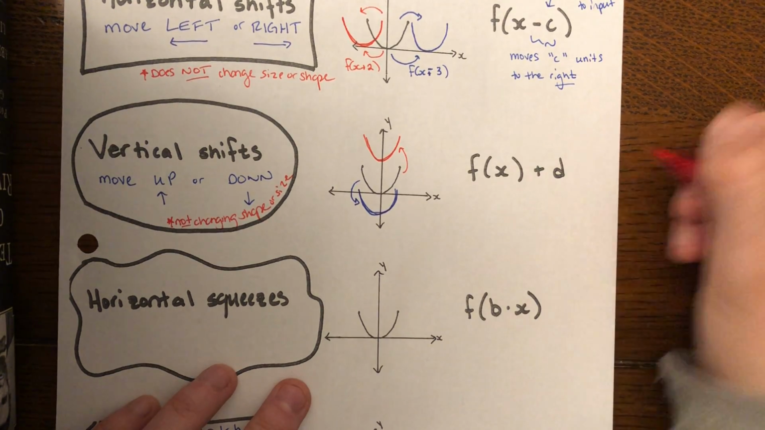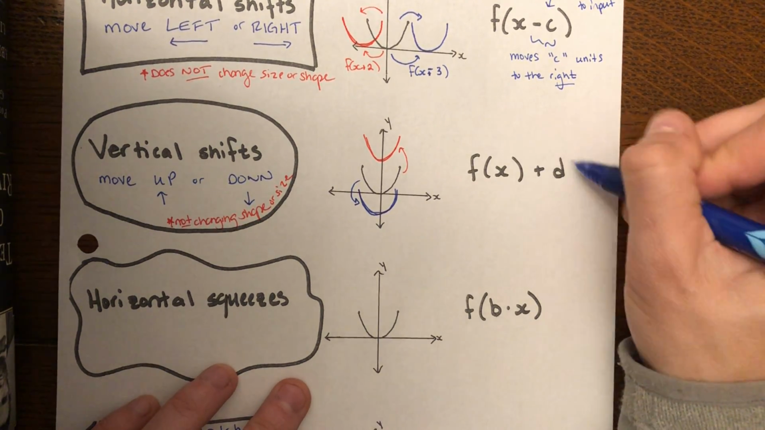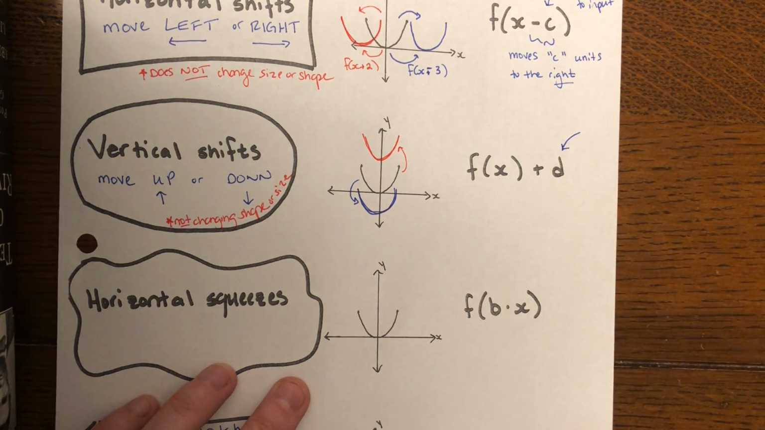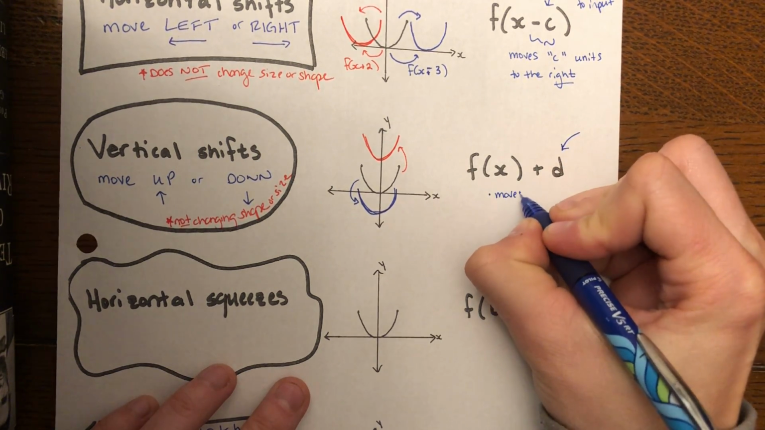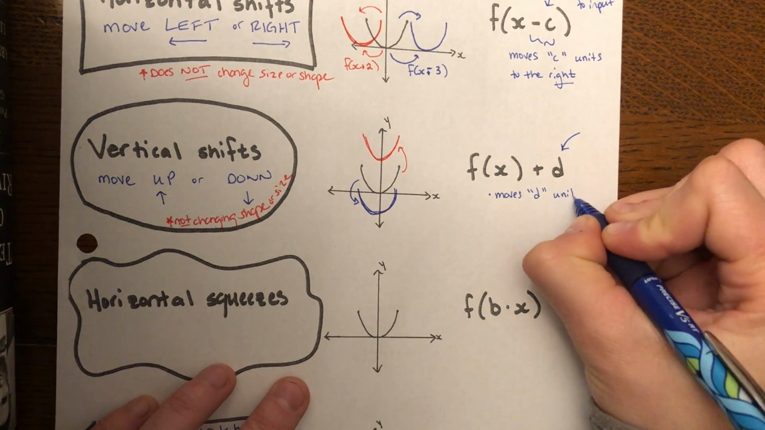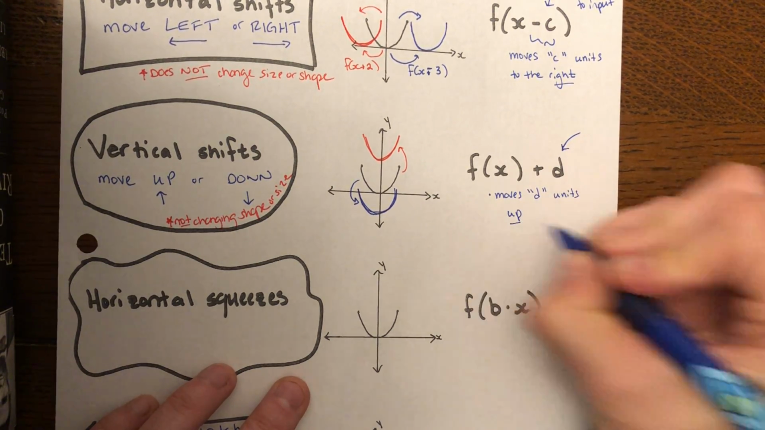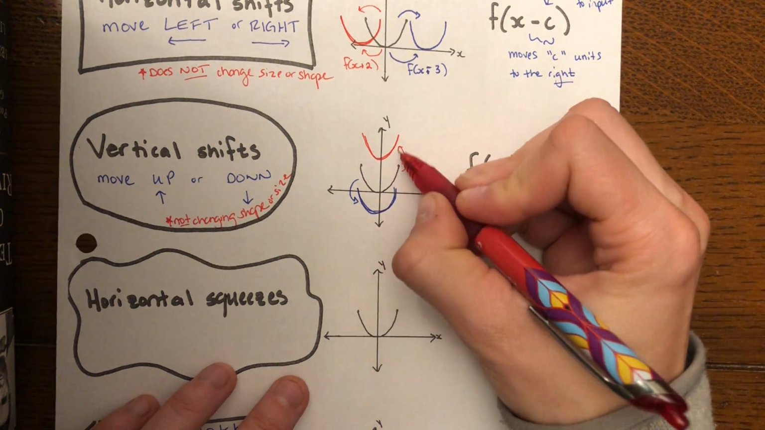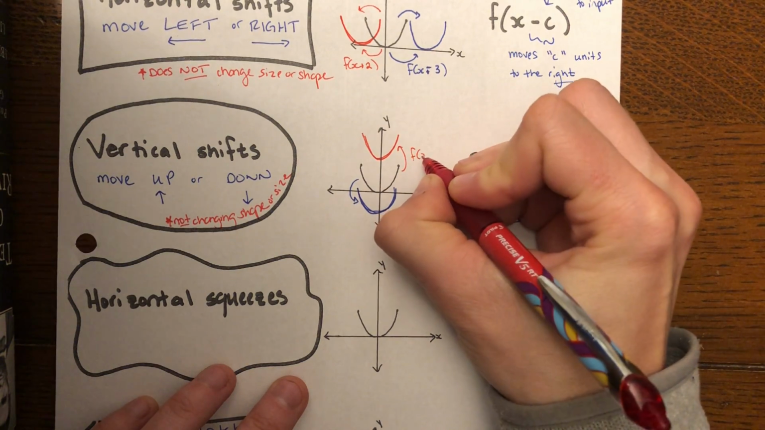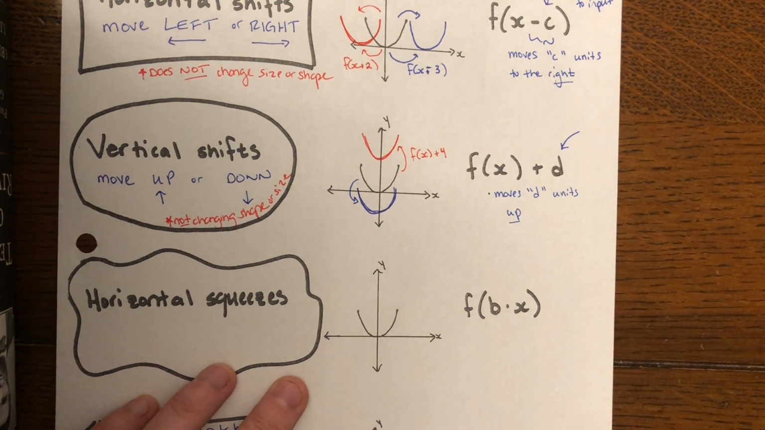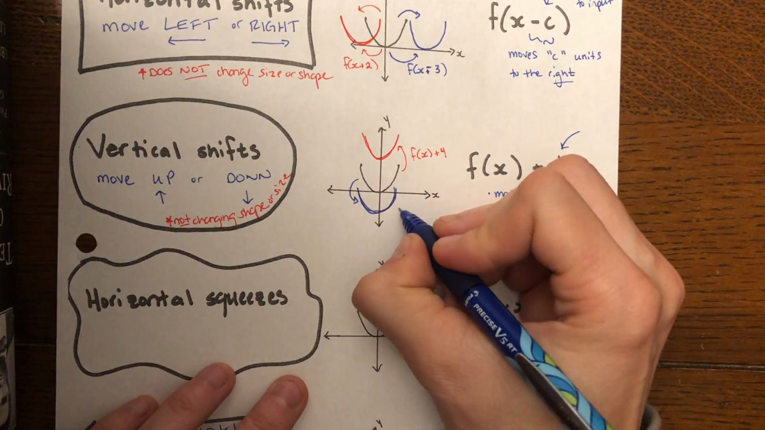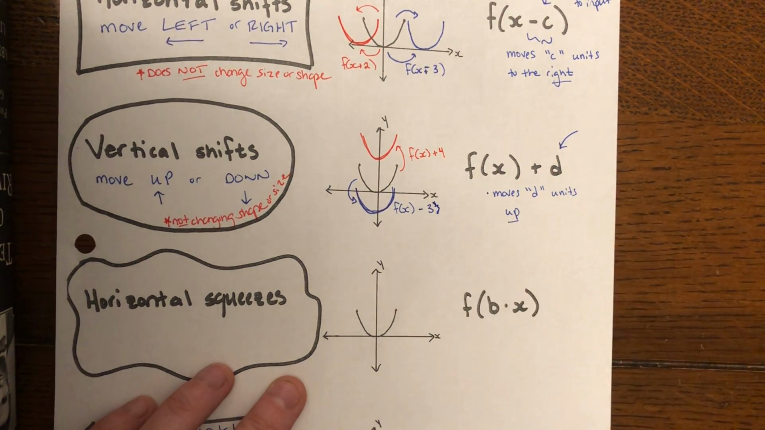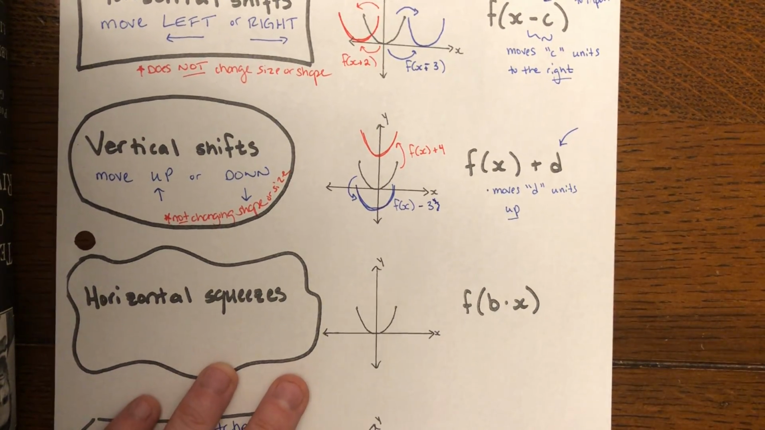And we do this by adding outside of our input. So we're adding to the function as a whole. So this is the thing that we're adding, and what this does is it moves d units up. So positive in this case moves upward. So this graph over here might be f of x plus 4. We're going 4 units up. Whereas my blue graph might be more like f of x minus 3, but it moves it down.